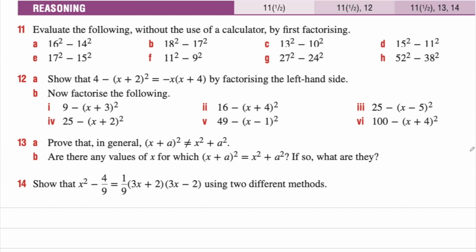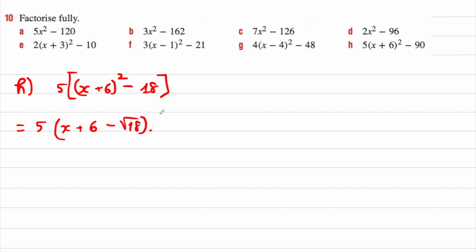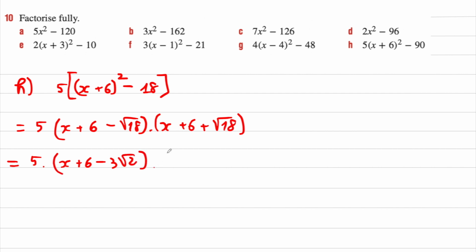Is that the final? Okay, that is the final. Question 8. You take 5 outside, h plus 6 squared, and here 90 divided by 5, you get 18. I can factorize this into a surd. H plus 6 minus square root 18 and h plus 6 plus square root 18. And then you get 5 times h plus 6 minus 3 square root 2, and the next one is h plus 6 plus 3 square root 2. That is question 8.